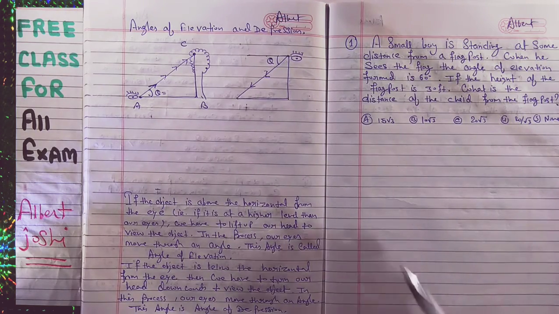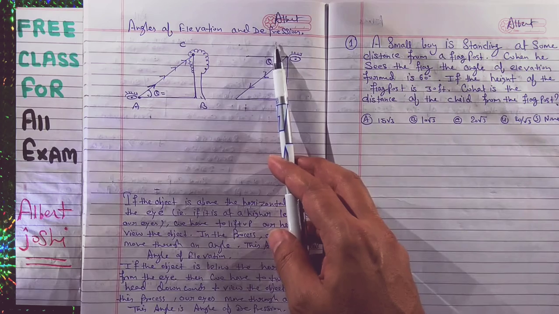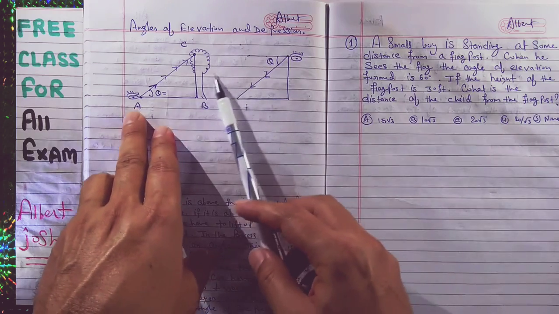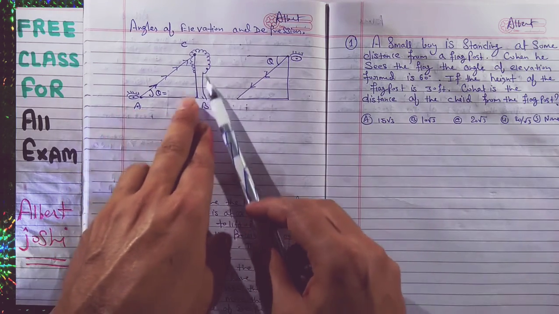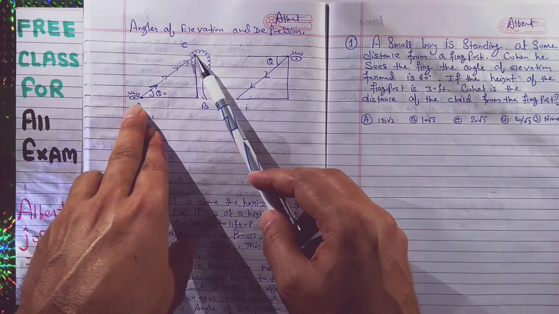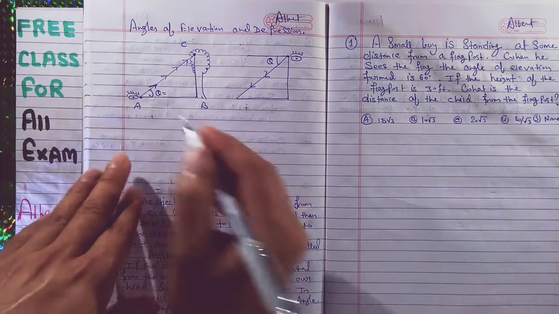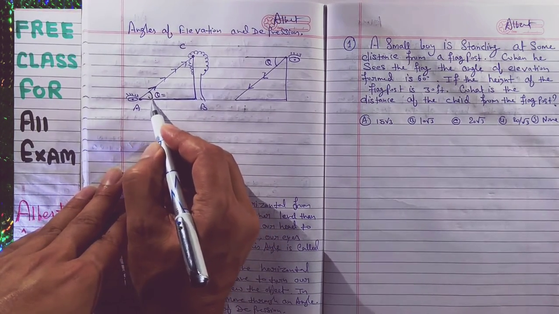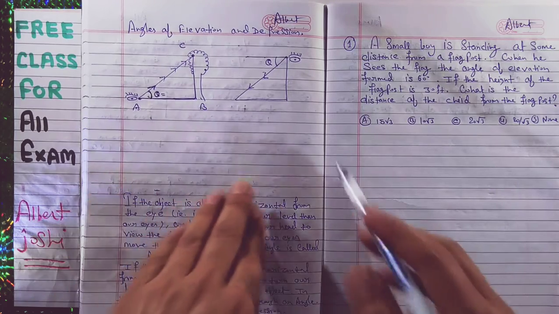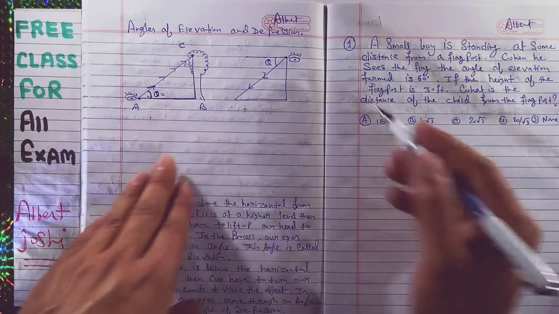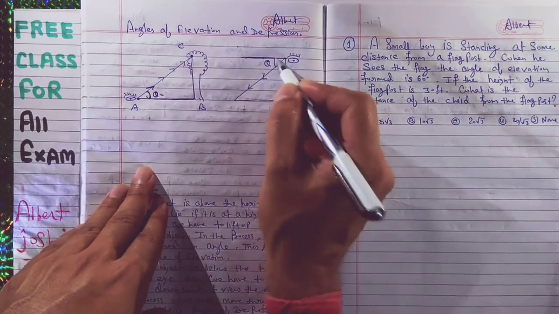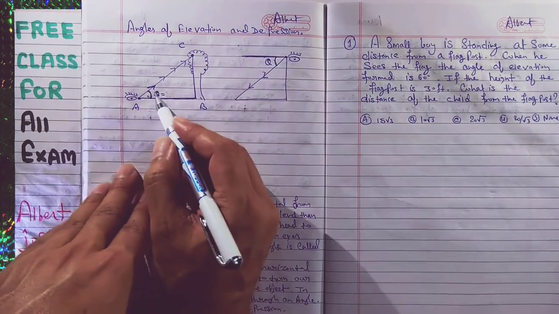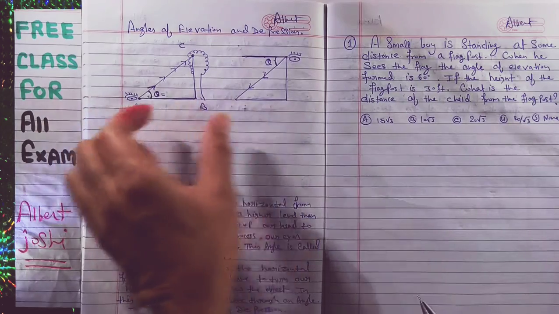At first we will explain what elevation and depression are. You can see this is a tree. Suppose you are looking here, so that is the horizontal axis. With this horizontal axis there is an angle, that is θ. And suppose you are looking downward, with this horizontal axis the angle it makes is also θ.